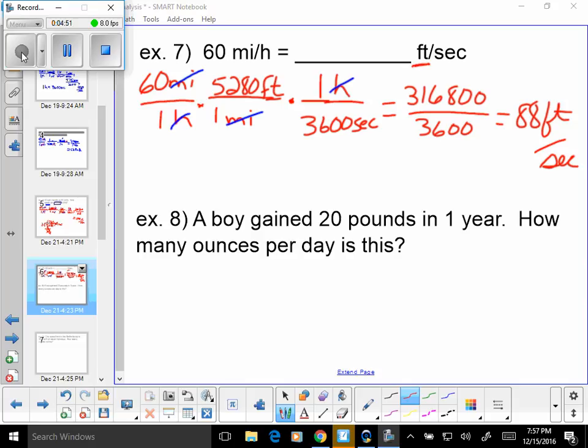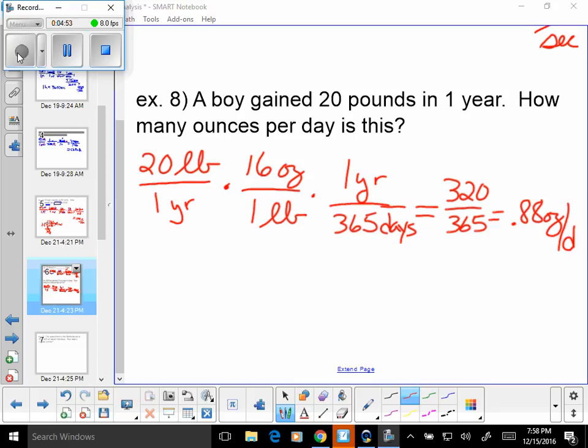Okay, how did you do? Did you get that? 16 ounces for the conversion factor. Remember, we're not working with fluid ounces, so we need the 16. And it's not on that conversion table, but I hope you know that there's 365 days in a year. No, we don't factor in a leap year. We just usually use a regular year of 365 days. And this boy would have gained 80.88 ounces per day, which means not even an ounce a day.